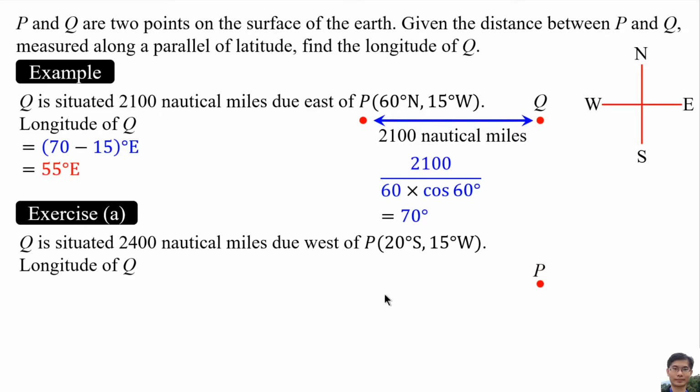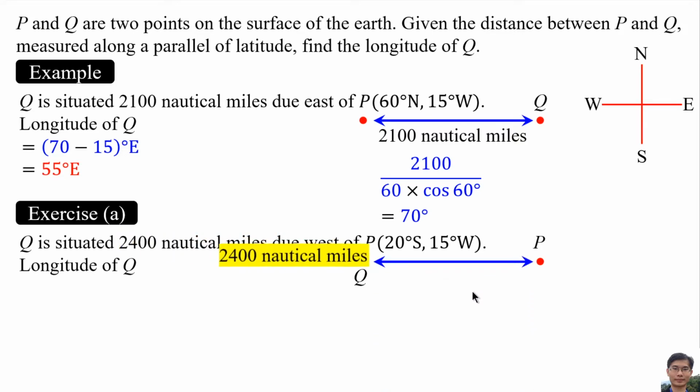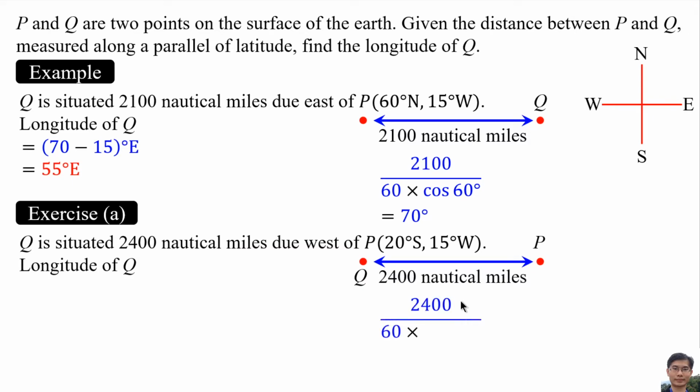Exercise A, let's say this is point P. The west of P is Q, so this is point Q, and the distance is 2400 nautical miles. Change it to angle, divided by 60 times cos latitude 20 degrees, and we get 42.57 degrees. So the longitude of P is 15 degrees west. The difference is 42.57 degrees. So the longitude of Q is 15 plus 42.57 degrees, and we get 45.57 degrees west.